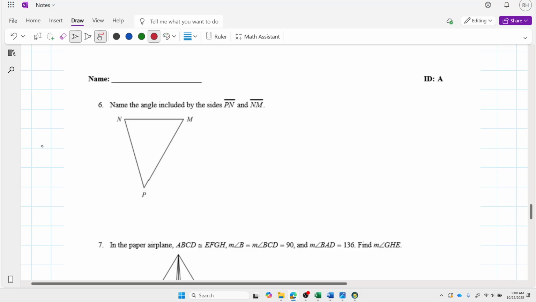Problem number 6. Name the angle included by the sides PN and NM. Name the angle included in the sides PN and NM. Which angle is in both of those sides? What letters in both of the sides? All right. Name the angle included in both sides. It's going to be angle N.